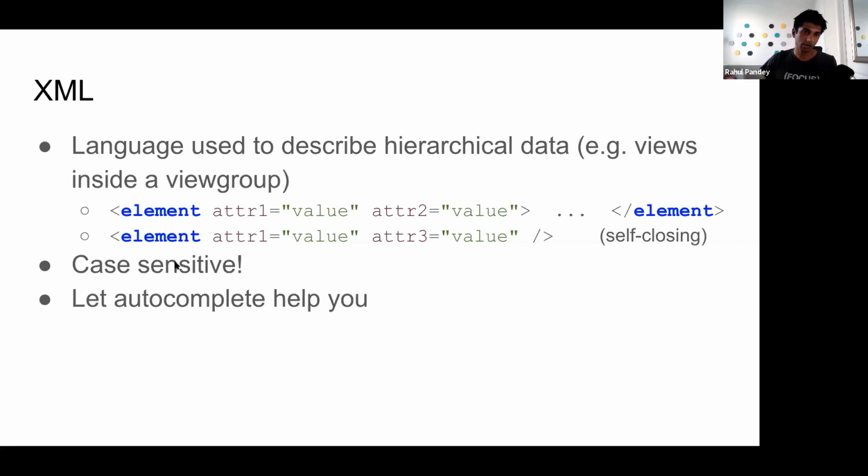And so the way it works is you have an element name. That's the first thing you have inside of this angle bracket. And then an element can have an arbitrary number of attributes, and each attribute has a value. So you can kind of think of this as a key and value. So adder1 has a value of this, adder2 has another value of that.